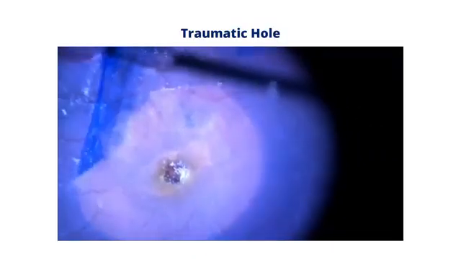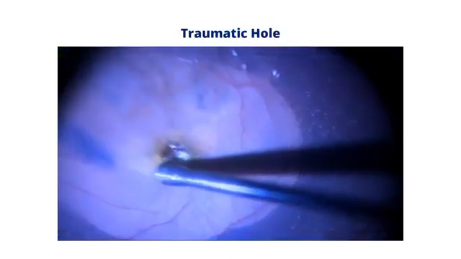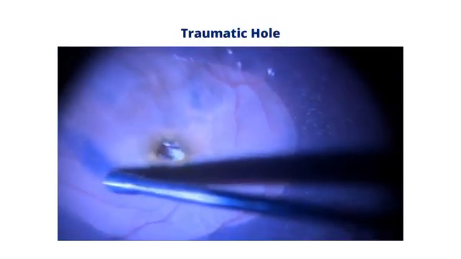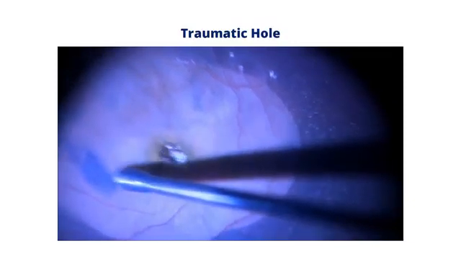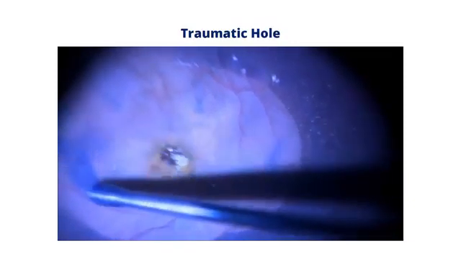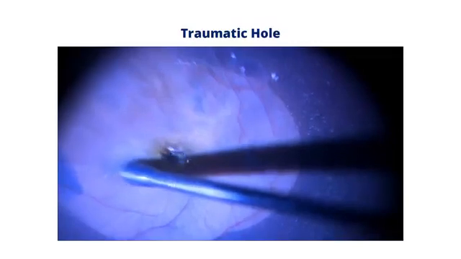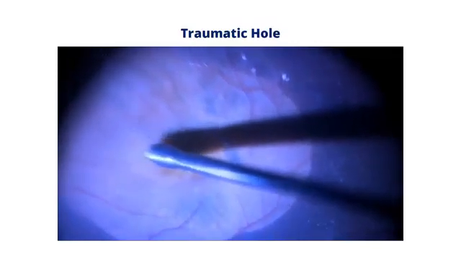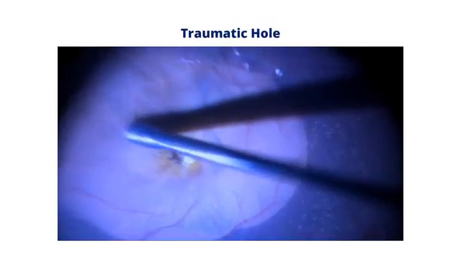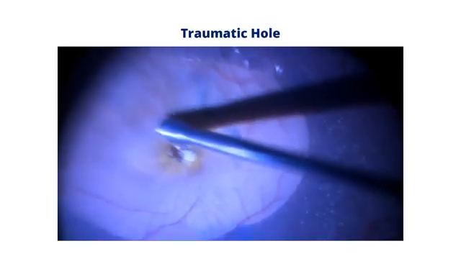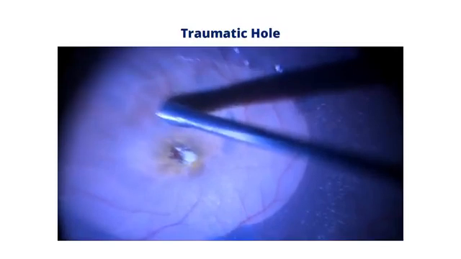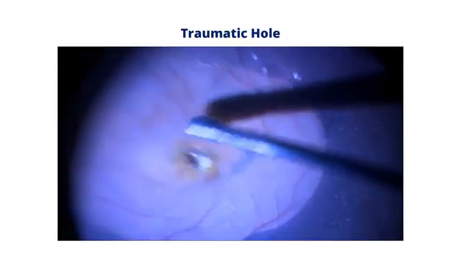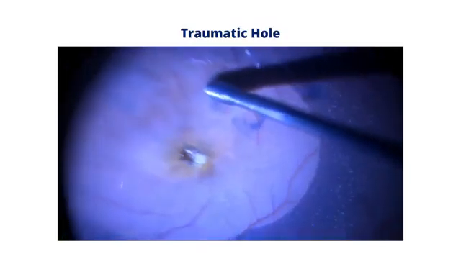Once this is done, I use the massager to approximate the edges. A lot of traumatic macular holes tend to be large, and this approximation with the massager helps a lot in getting the hole smaller or almost closed in most situations. So we do this circumferentially to relieve the traction. And this is an atraumatic maneuver because the edges of the massager are smooth.